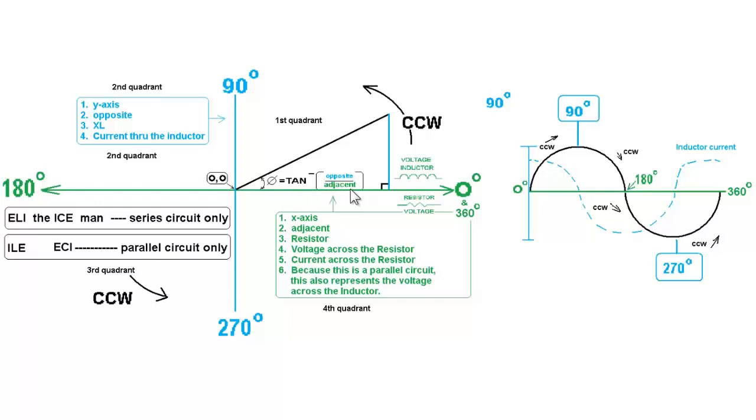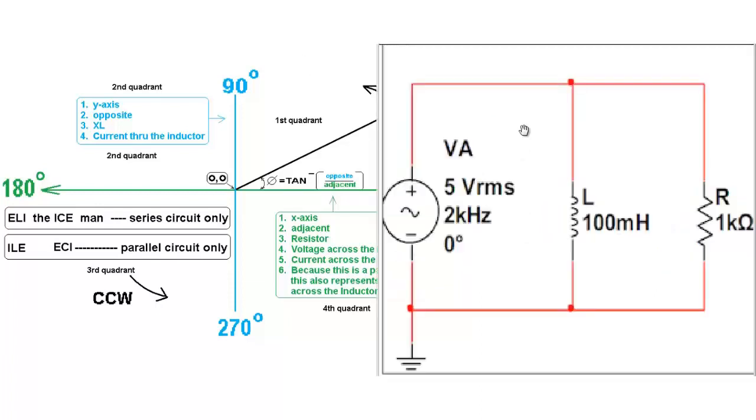Now, notice that the horizontal axis also represents the resistor. It represents the voltage across the resistor and the current through the resistor. They're all in phase with one another. Not only that, but the voltage across the inductor is also represented by the horizontal axis. Now, why is that the case? Because the same voltage is applied across the inductor and the resistor. This is a parallel circuit.